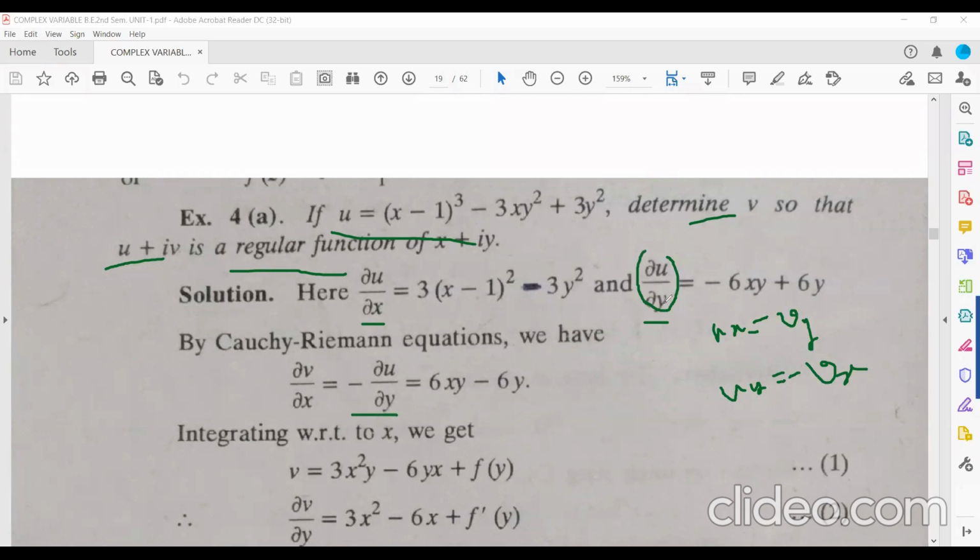And del u by del y we have already calculated. That is minus 6xy plus 6y. So already a minus is there, so minus minus will be plus: 6xy minus 6y. So del v by del x you have got.